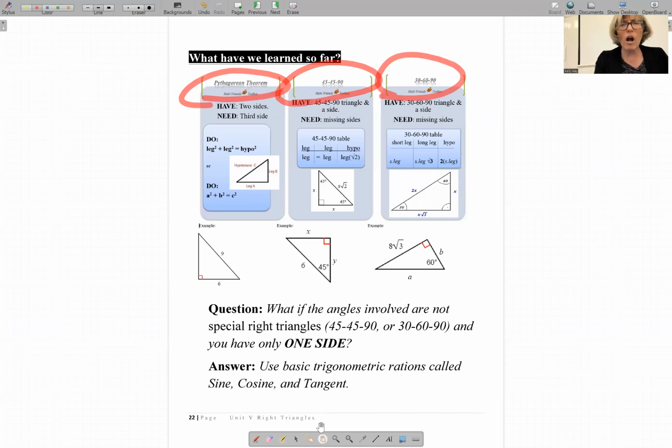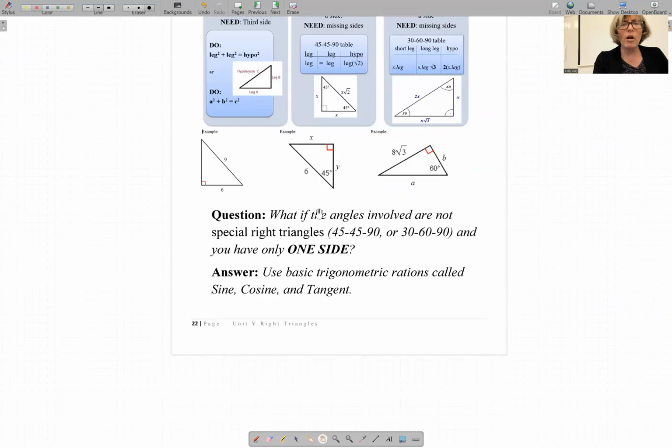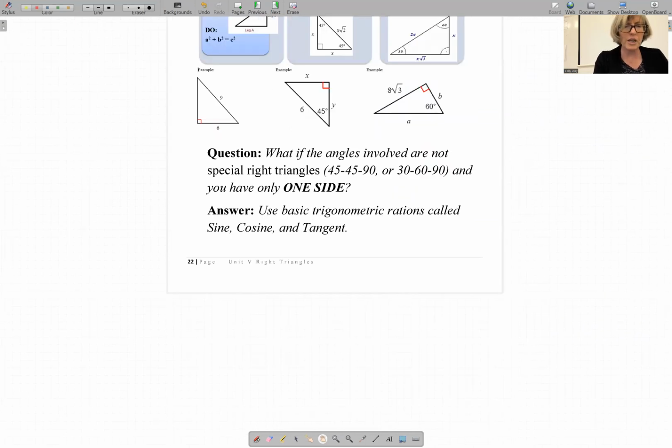So far, all the angles we have to work with are 45, 30, 60, and 90. What happens if you have an angle, let's say that's 32 or 48? In other words, they're not a special right triangle, and you have one side, then what do you use? You're going to use what's called trigonometric ratios. Ratios just mean fractions, and those fractions are called sine, cosine, and tangent.